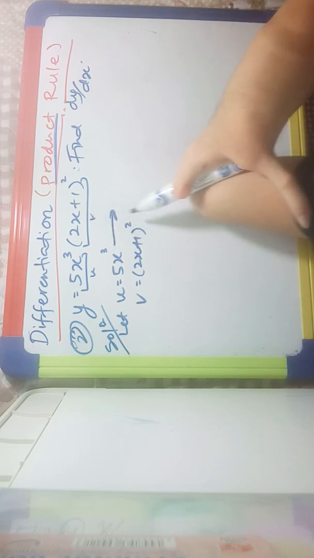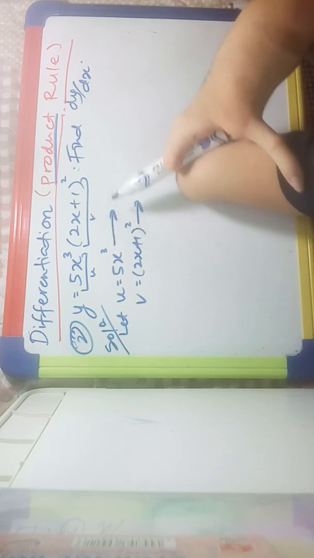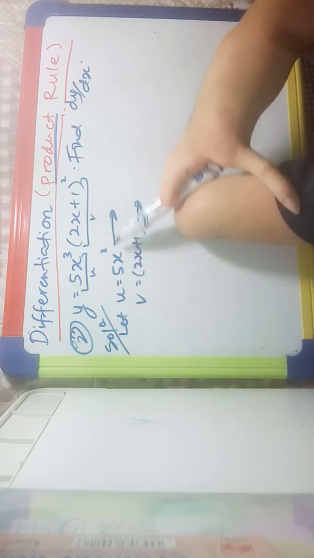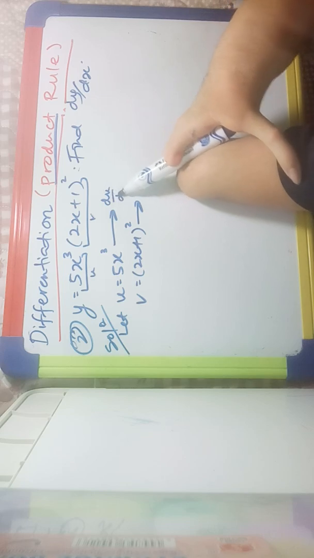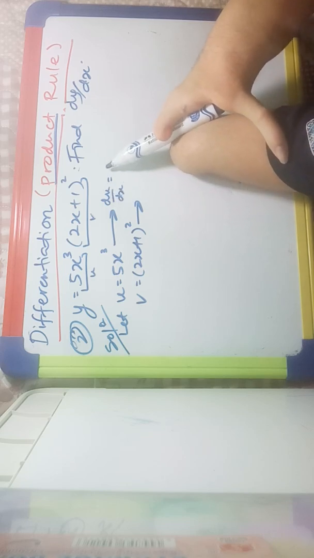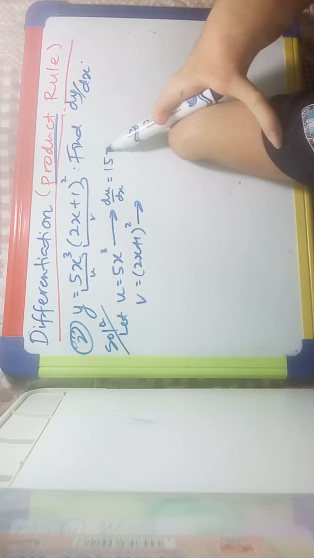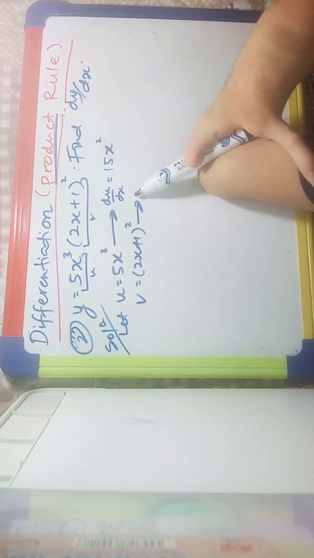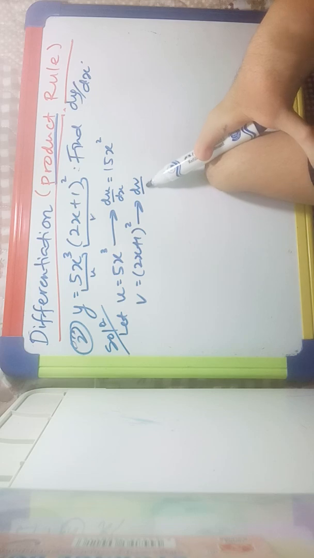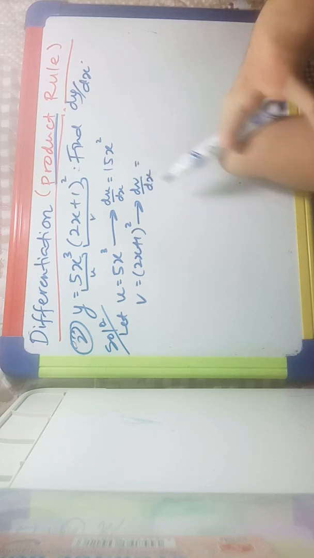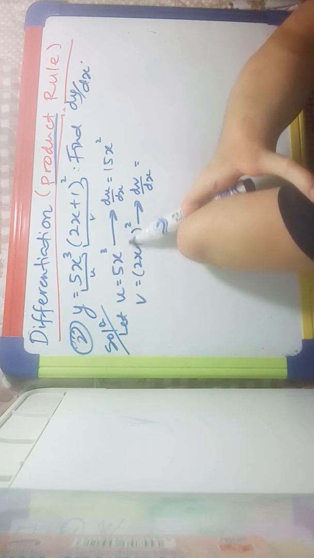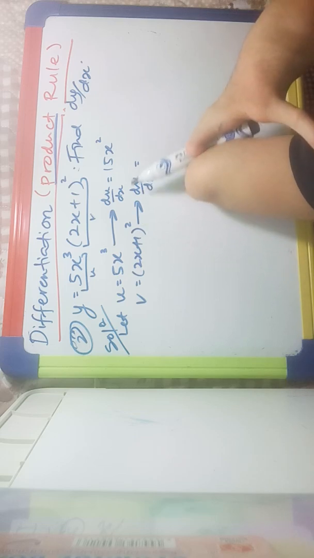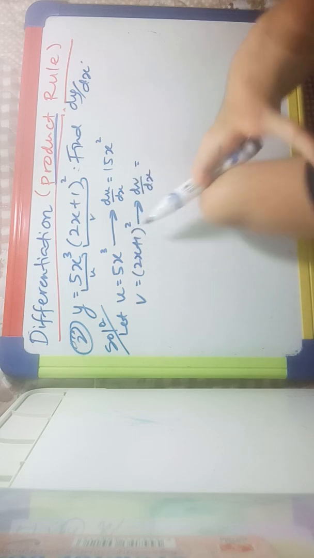differentiate both of them. Okay, let's differentiate this one. Differentiate u with respect to x, we will get du over dx. So what is du over dx for this one? 15x squared. How about dv over dx? When you want to differentiate this (2x plus 1) power 2, you can use either the chain rule or the outside and inside rule. But it is easy for us to use the outside and inside rule.